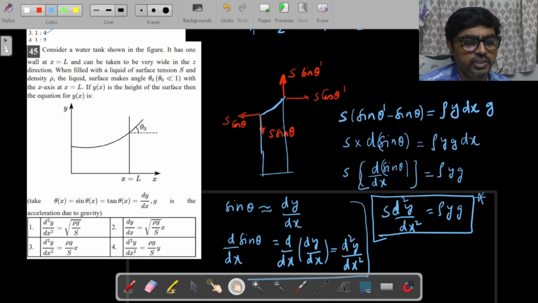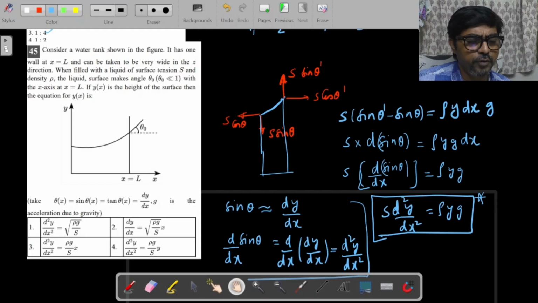Consider a water tank shown in the figure. It has one wall at x equal to L. So, this is x equal to L where you got one wall. It can be taken to be very wide in the z direction, meaning into the board. See, x and y are like this. This is perpendicular to board, z direction.